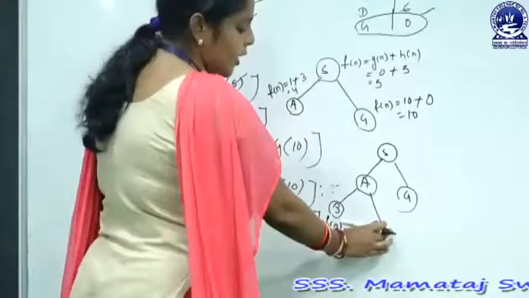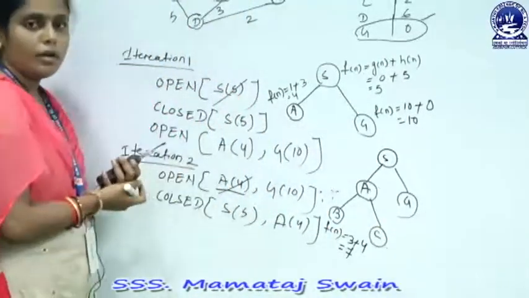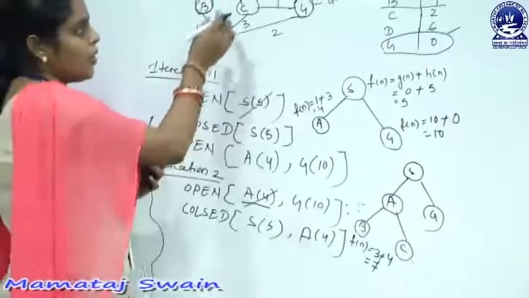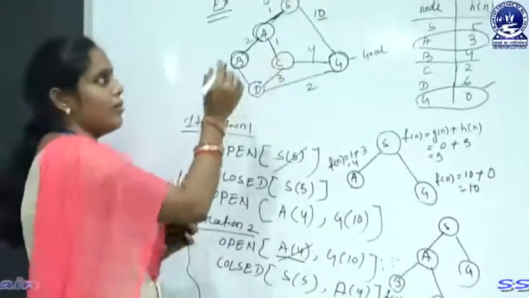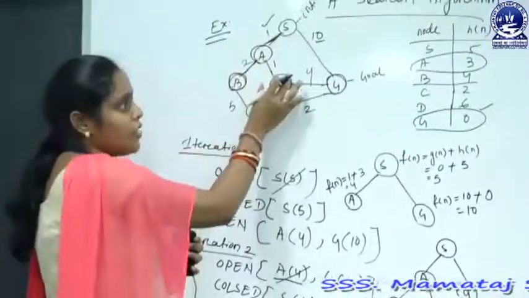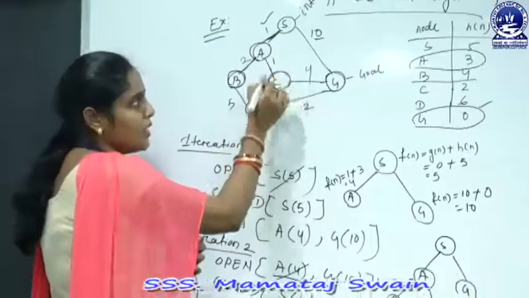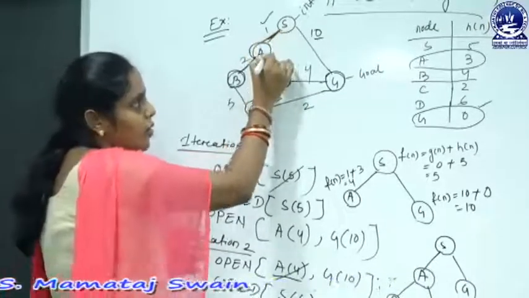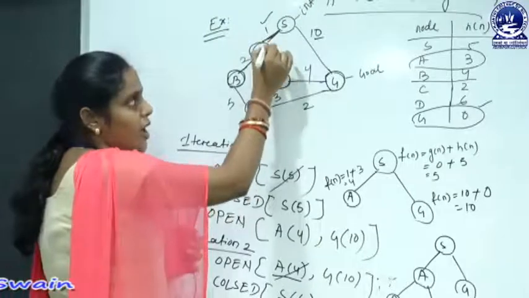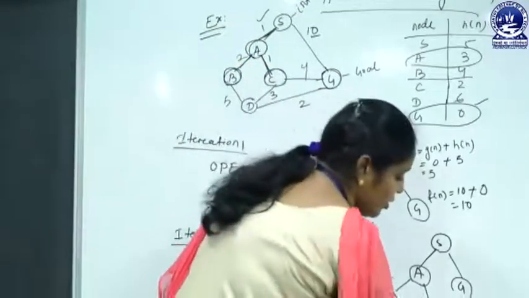Again you calculate the evaluation function value for node C. First of all, we consider the Gn value. Now look at here, the Gn value for this node C is this value plus this value, that is 1 plus 1, equal to 2.